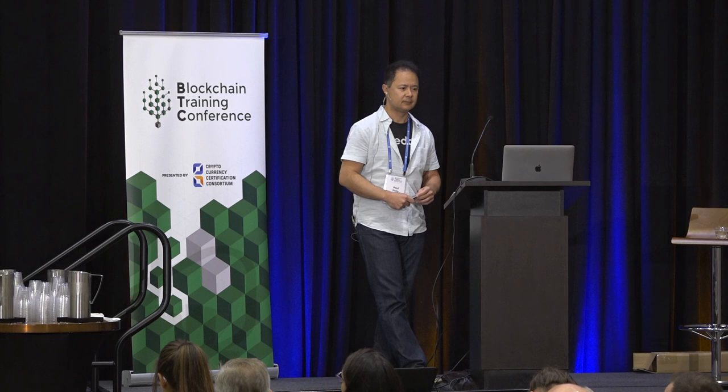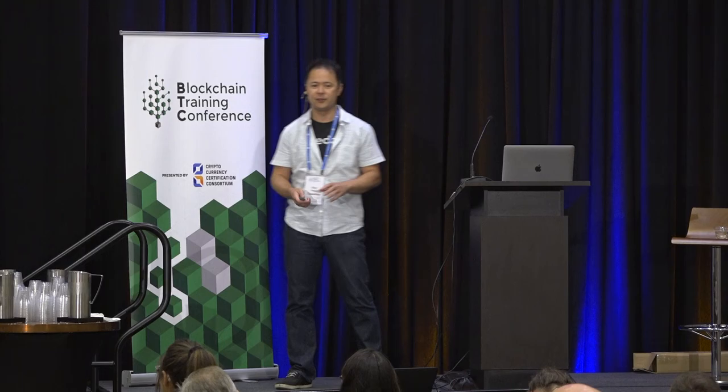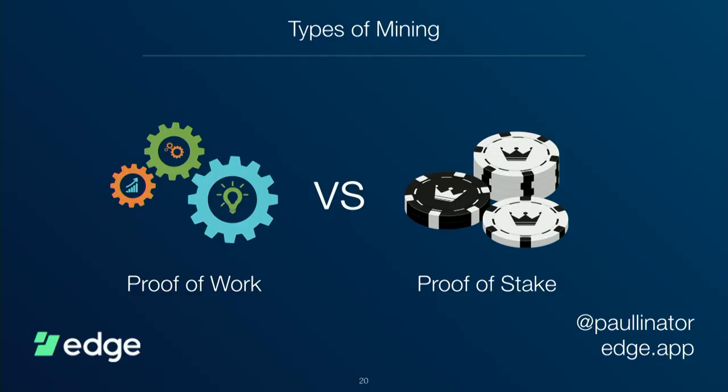So touching a little bit on the difference in proof of stake and proof of work. So proof of work is what we've primarily been talking about this entire time. It issues the currency and secures the network. So what exactly is proof of stake and how does it compare?